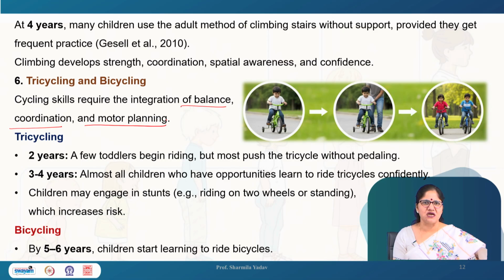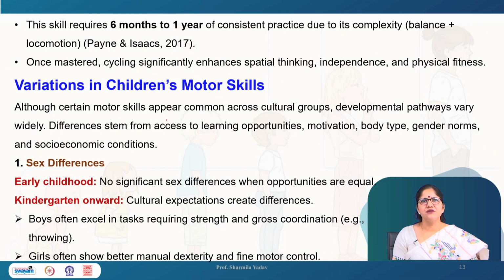children may engage in stunts, riding on 2 wheels or standing, which increase risk also. Bicycling, by 5 to 6 years, children start learning to ride bicycles. This skill requires 6 months to 1 year of consistent practice due to its complexity. Balance plus locomotion. Once mastered, cycling significantly enhances spatial thinking, independence, and physical fitness.